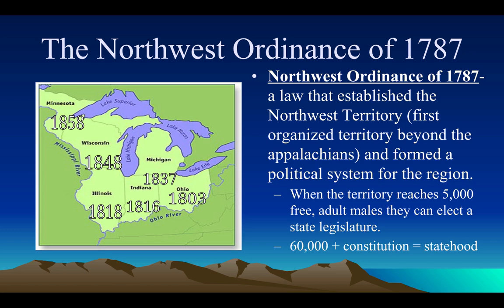So when a territory reaches 5,000 free adult males, they can elect a state legislature. This is that process that I was referring to. The very first thing they have to do is reach this certain population mark. Once a territory reaches 60,000 people and they form their own constitution, then they become a state. Before I move on, make sure that you have all of these three parts in your notes, both the definition and also those two requirements to become a state. The 5,000 people, free adult males, and electing a state legislature, and then the 60,000 and having a constitution.